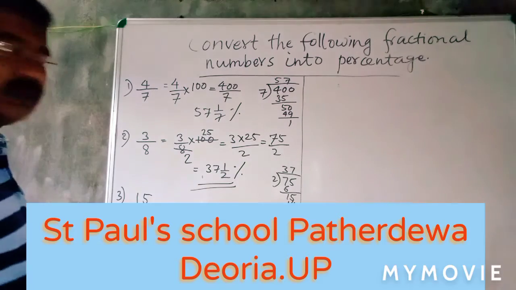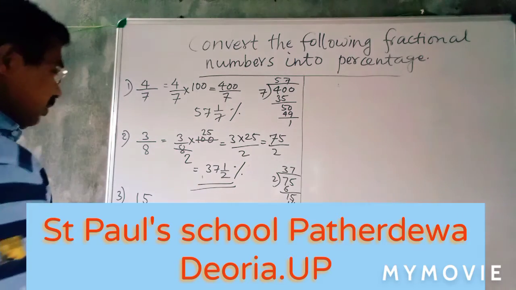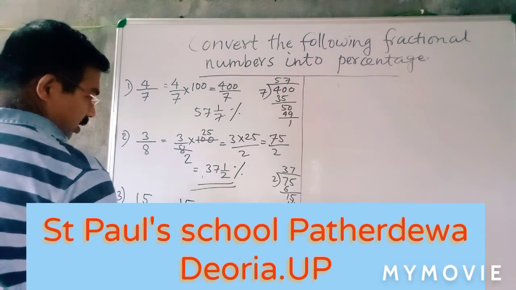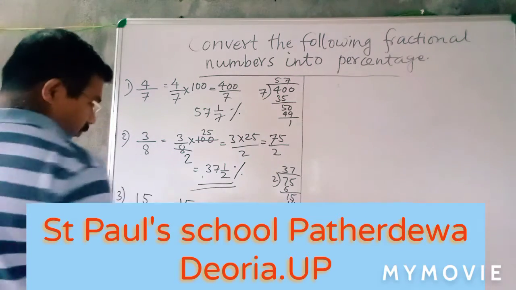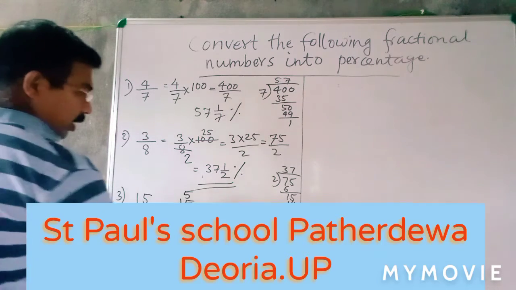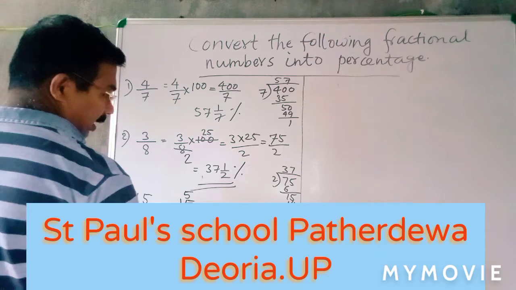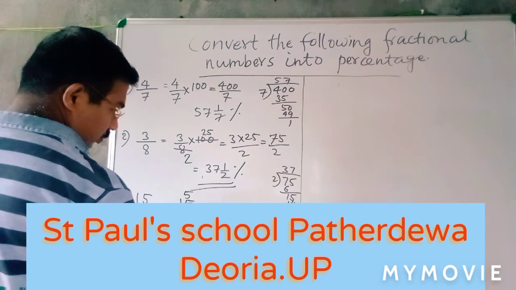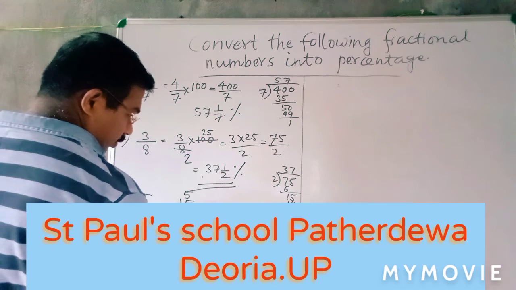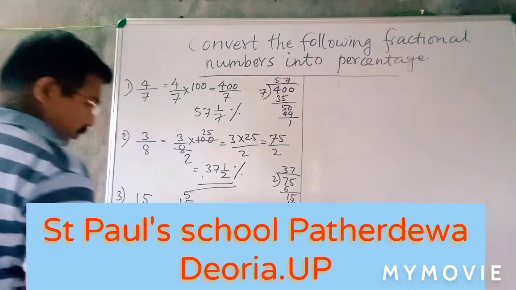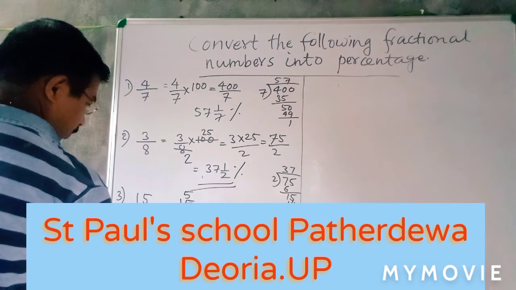You see, another number is 15 by 33. How many percent is it? 15 by 33 into 100. We can cancel by 3, we get 11 here and 5 here. So 500 by 11, divide 500 by 11. We get 44, 55, and the remainder 5. So we get the answer 45 5 by 11%.